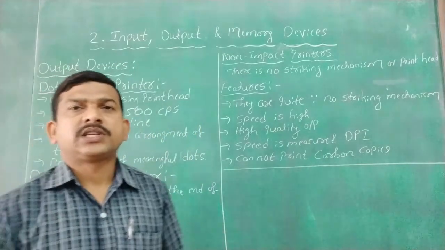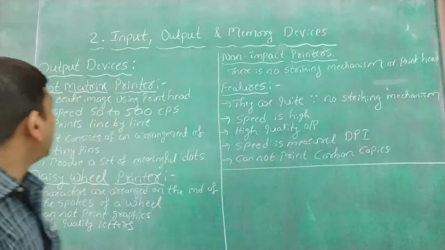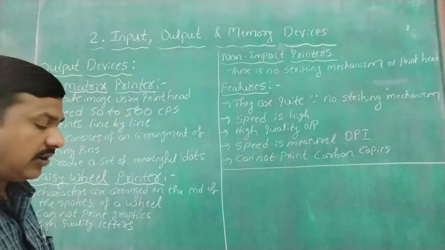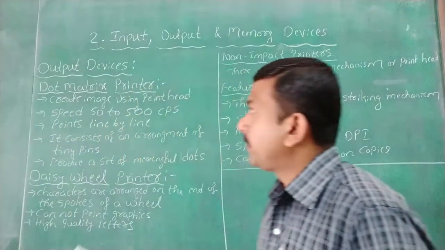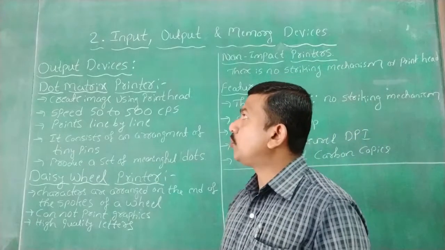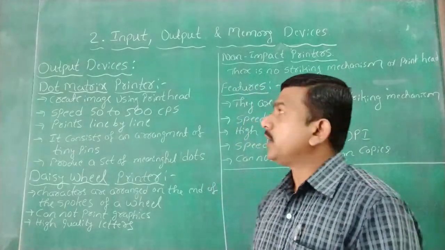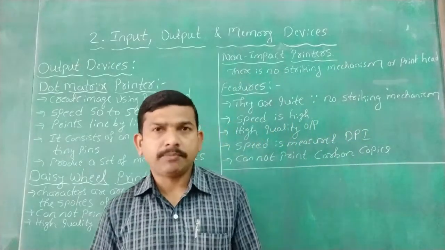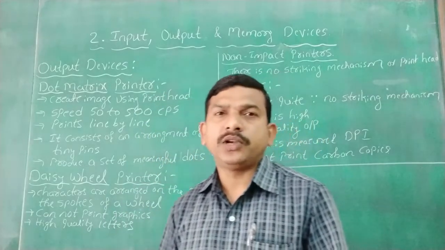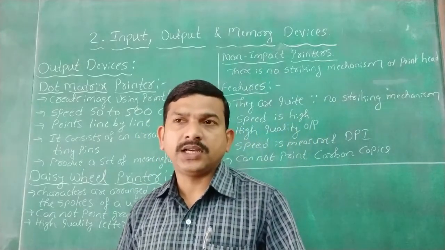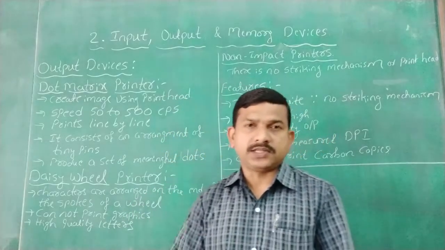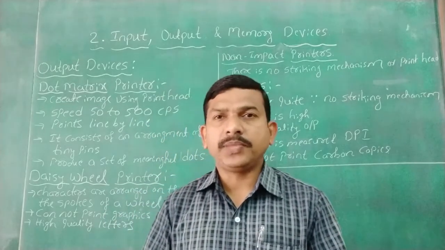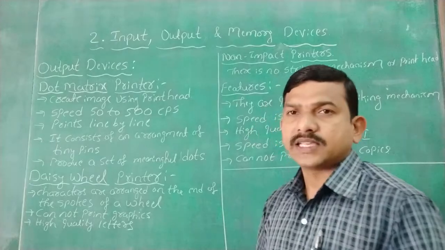In the last class, we started the discussion about the output devices. Some of the output devices we have started, right? In that, the first output device is monitor, which we have discussed. Then the second output device is printer. In printer, we have discussed there are two types of printers, impact and non-impact printers. In the previous video, we discussed the features of impact printers and the examples for impact printers. What are those examples? Yes, dot matrix printer as well as the daisy wheel printer. So let us discuss those examples here.